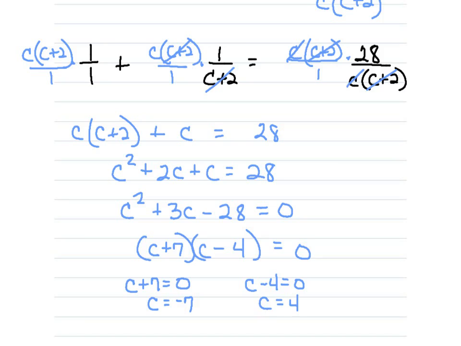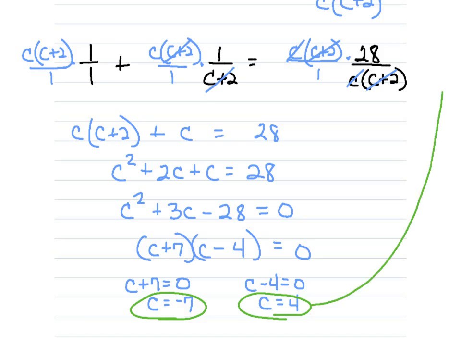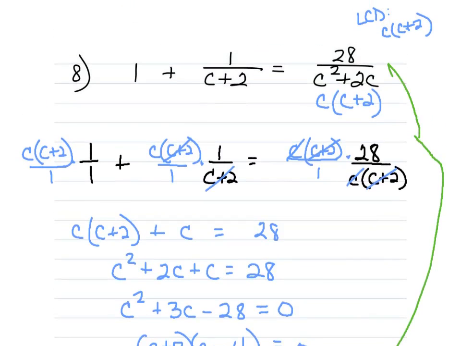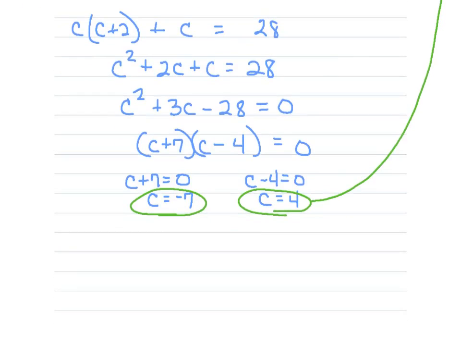Okay, always go back and give it a quick check and make sure to see if any of these would be extraneous. And how we do that is we go back to the original equation up here and plug in those numbers. If any of those solutions makes a denominator equal to 0, then we know it's extraneous. Okay, and in this case, neither one of those is extraneous, so the solutions are negative 7 and positive 4.